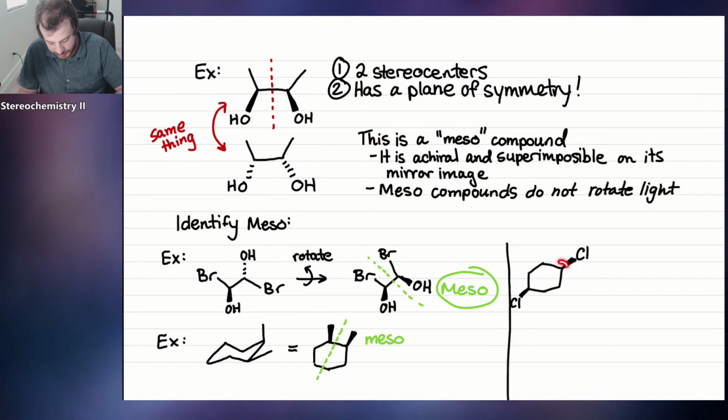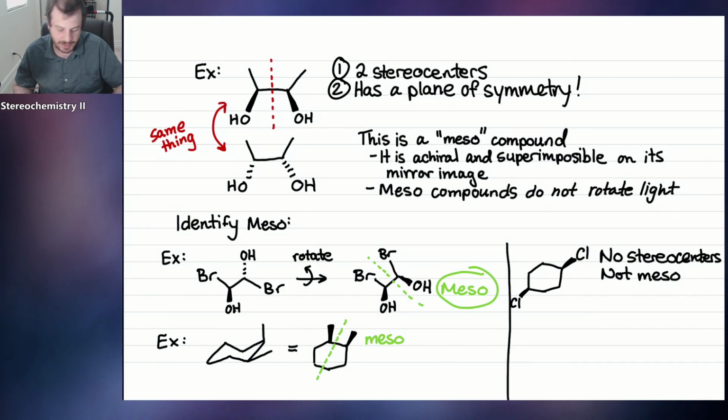No, it is not. Because if you look at this carbon, it has a chlorine attached, it has a hydrogen attached, an implicit hydrogen not shown, and then it has this carbon chain along the left and this carbon chain along the right. But look, the carbon chains along the left and right are identical. So this is not a stereocenter. It doesn't have four unique attachments. It only has three. So this has no stereocenters. Same thing could be said with this carbon down here. So no stereocenters. Not meso. Even though it has that plane of symmetry, we would just call this achiral.